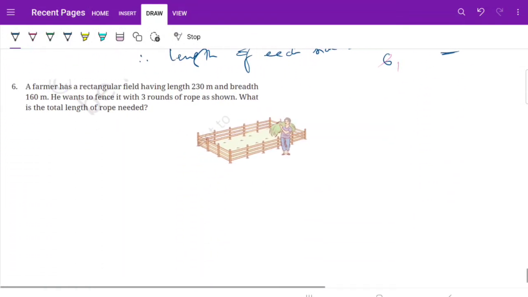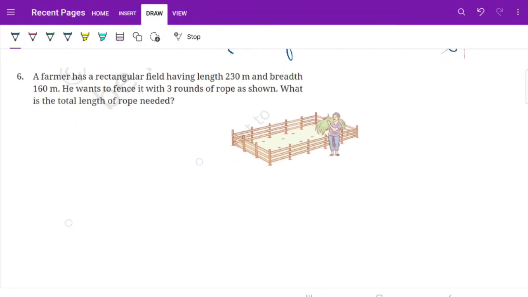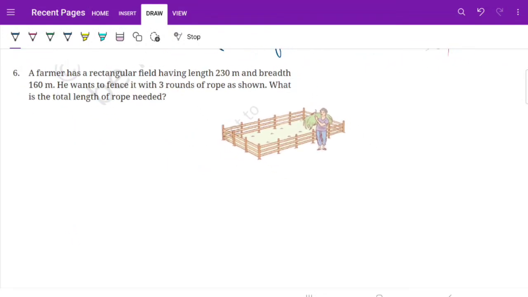And the last question of this Figure It Out exercise is question number 6. A farmer has a rectangular field having 230-meter length and 160-meter breadth. Rectangular field. We have to first see the shape. It is in the form of a rectangle. Length is how much? 230 meters. Breadth is how much? 160 meters. So things are becoming easy for us.